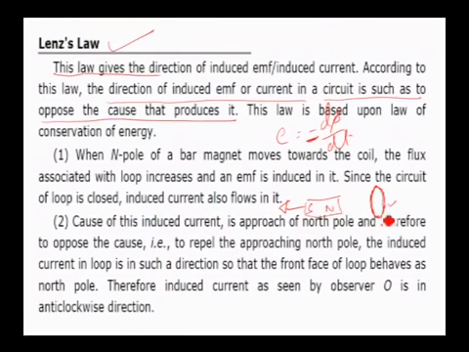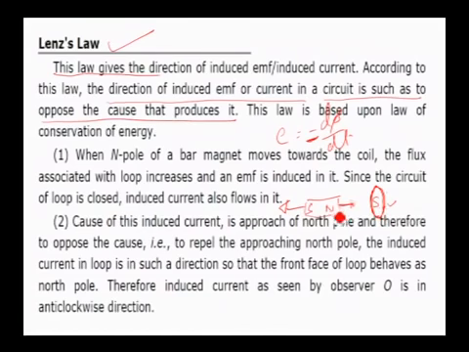What is the cause of induced current in this situation? In this situation, the induced current is because of the decrease in flux, and flux decreases because the north pole is moving away. But the induced current should oppose the cause. That's why it has to attract the north pole, or otherwise it has to oppose the magnet motion away from it. That's possible if this face of the coil acts like a south pole, which means the coil opposes the cause, or the induced current opposes the cause producing it.